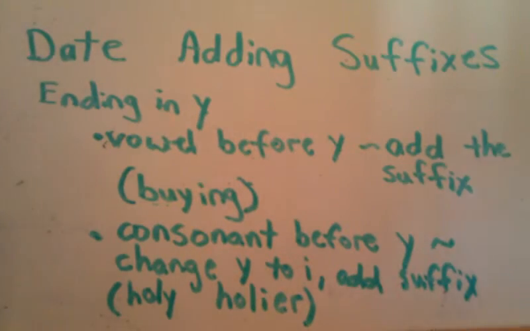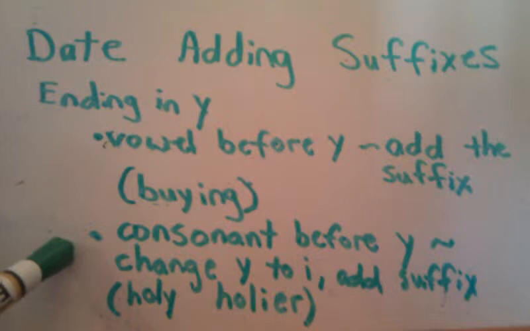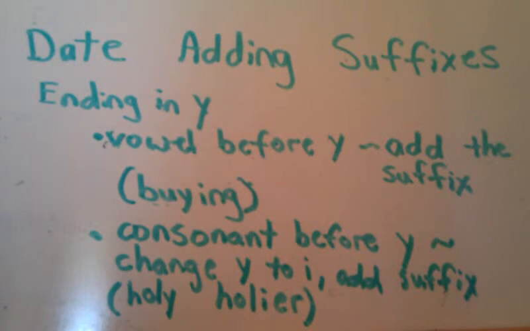Okay, so if we have a word that ends in a Y, and we want to add a suffix to it, we look at the letter before the Y. If it's a vowel, we just add the suffix. We don't have to change it. If it's a consonant, like this L, then you have to change the Y to I, and then add the suffix. Okay? And of course, there's exceptions with every rule.